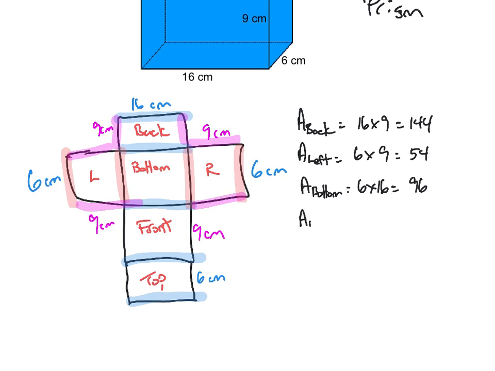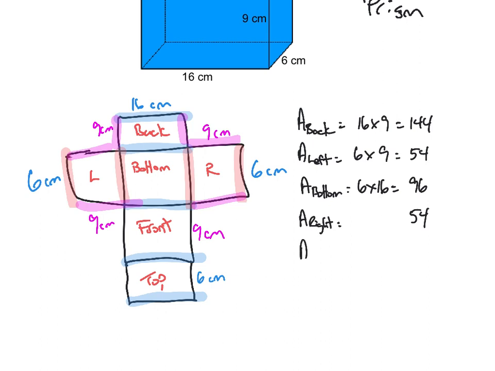And then we go to the area of the right. Let me ask you this. Which side is the right like? The left. We already found the area of the left. The area of the left is 54. So the area of the right is also 54. So we don't have to do it again. You don't do it again if you don't need to, right?